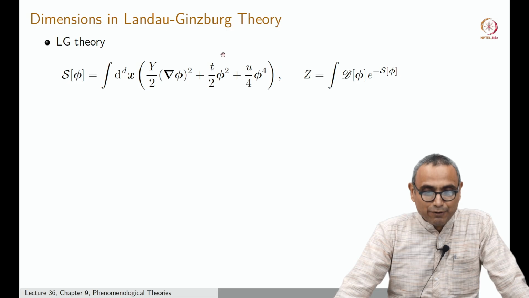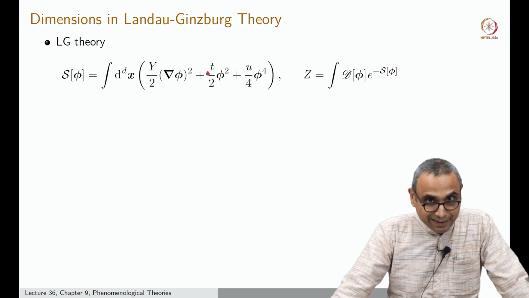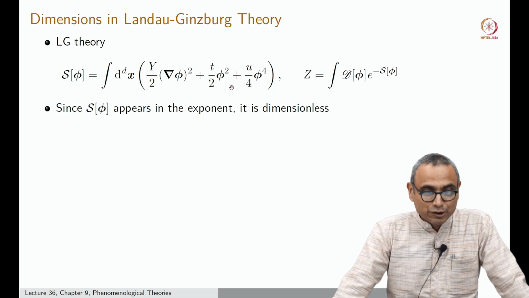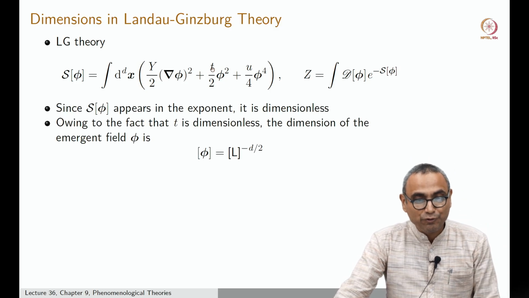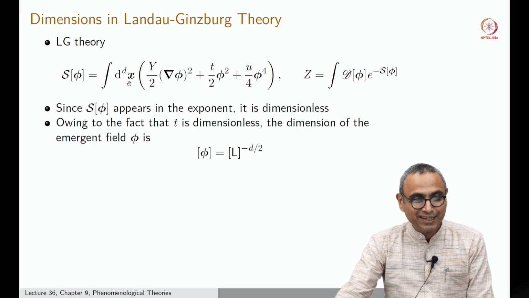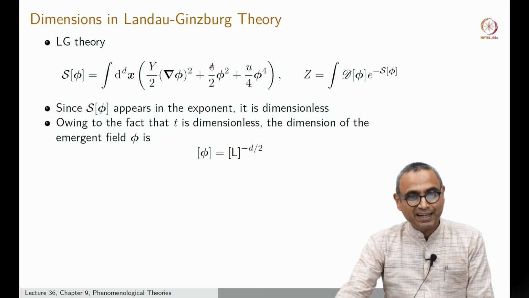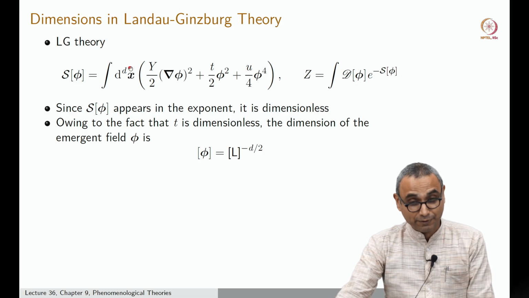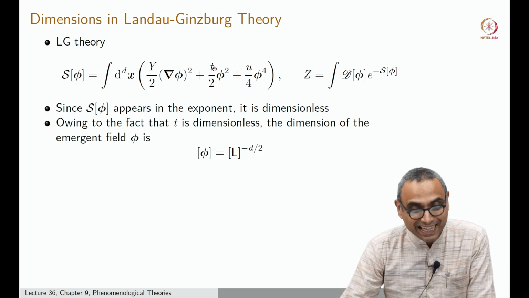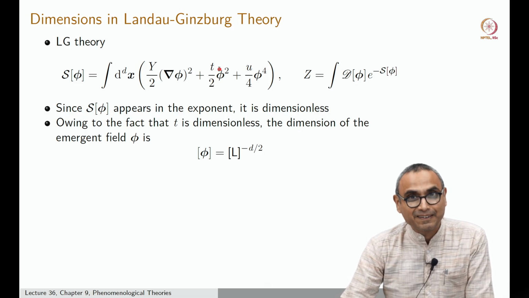In particular, if I look at this term, I know that t by explicit construction has no dimensions. So what this means is that the field phi has to have dimensions L to the minus D by 2, so that when I square it I will get L to the minus D, and that cancels the L to the D that comes from the integration measure. So I have now extracted the dimension of phi.